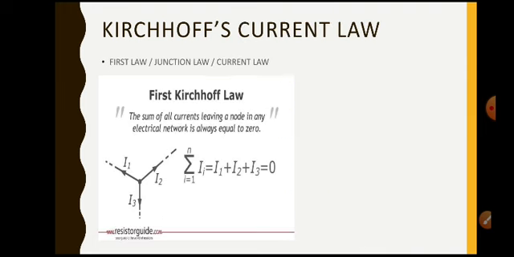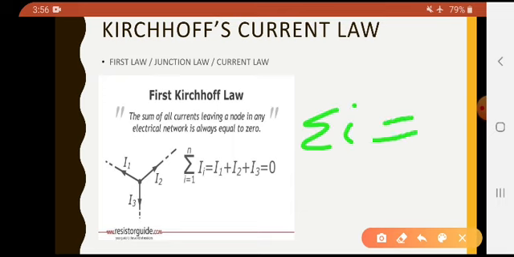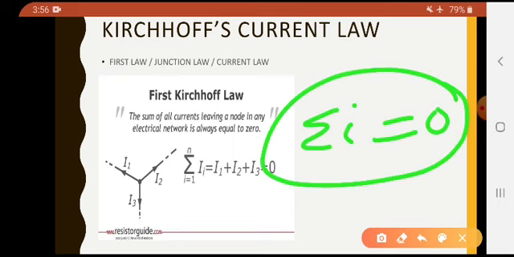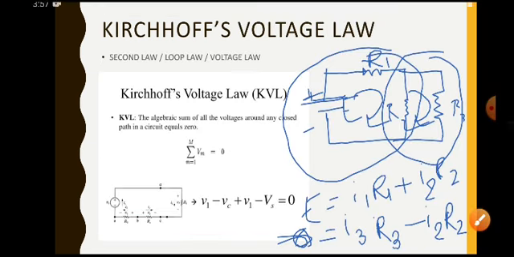The first law is the summation of all the currents at any junction is 0, and the second law is the summation of all the voltages in any circuit or loop is equal to 0. These two laws are the fundamental laws in electricity, and they are known as the conservation laws in electricity, right?